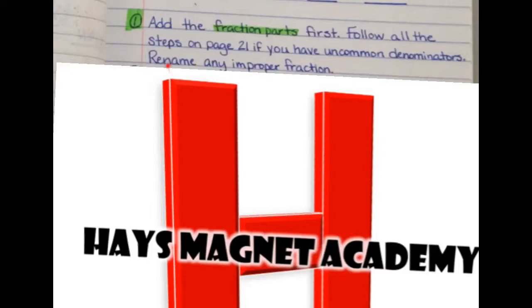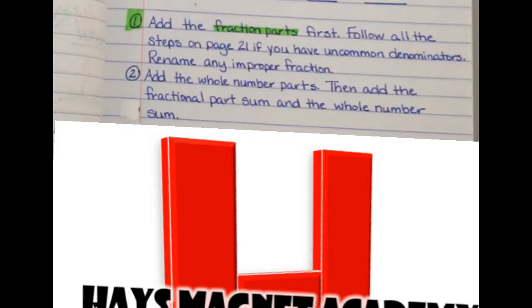If you have any improper fractions, you will need to rename them. So if you end up with a numerator greater than the denominator, you have to be sure that you rename that fraction to a proper fraction. So that's step 1. Step 2 is to add the whole number parts. Then add the fractional part sum and the whole number sum. We're going to work through some examples down here together to show you each of the steps. So don't worry if you're not quite sure. Just go ahead and write down these steps so that you have them.